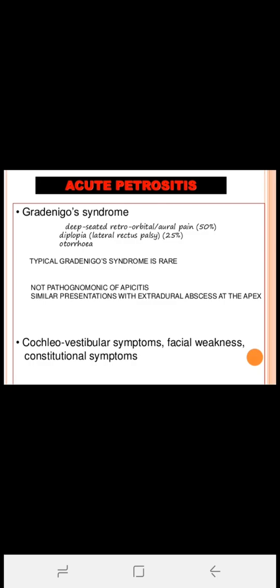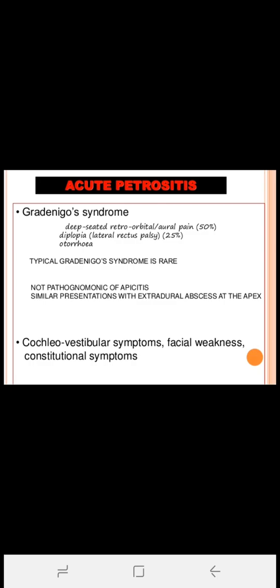Now, acute petrositis. Here the clinical picture is deep-seated retroorbital pain, seen in 50% of people. Diplopia, that is lateral rectus palsy, is seen in 25%, and otorrhea. So it is a triad, also called the Gradenigo syndrome or Gradenigo triad. The typical syndrome is rare, but it is seen.